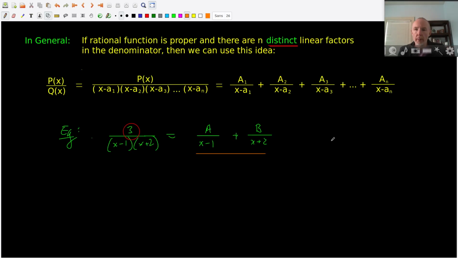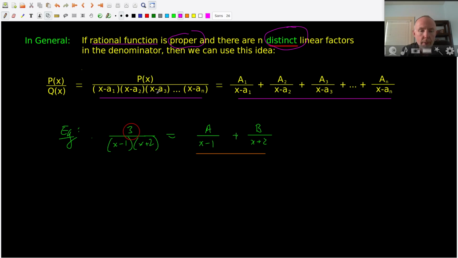Pulling all those things together, as long as we have a proper rational function, one polynomial divided by another, and it's proper, in other words the degree of the one on the top is smaller than the degree of the one on the bottom, and it has distinct linear factors, I can factorize it. In this case, I'm looking at an nth degree polynomial because there are n different factors. As long as I have n different factors, and they're all different, and that's what I mean by distinct, then I can do what we just did.